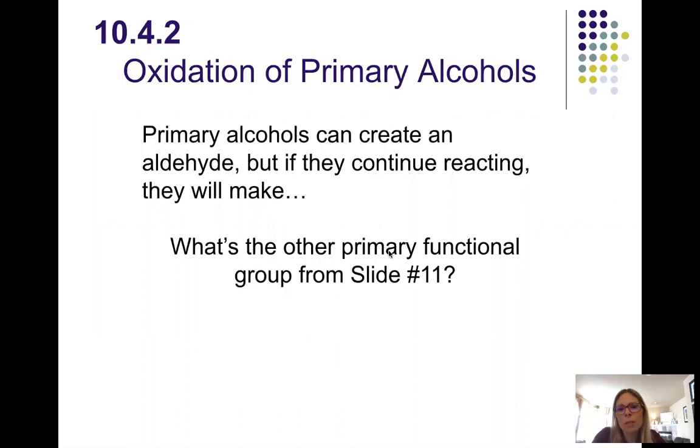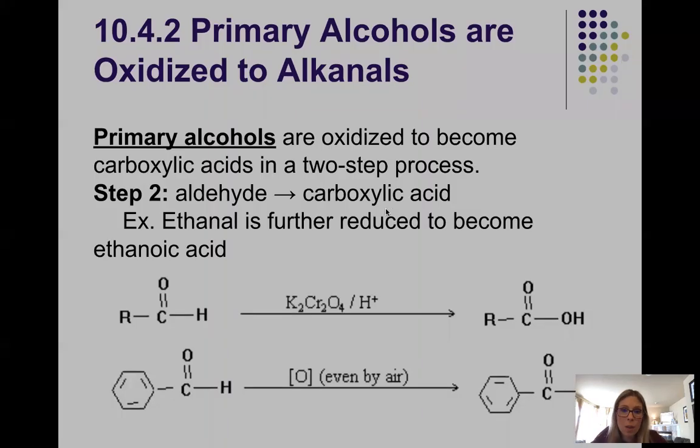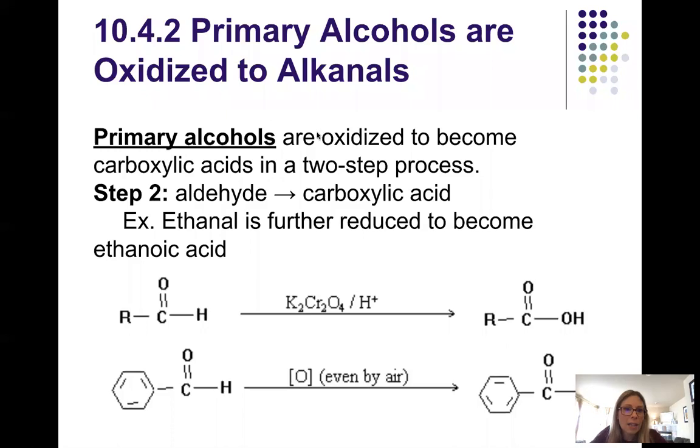I said what is the primary functional group, but it should be the primary compound. What compound from slide 11 did we write down that is also primary? It just happens to have a little bit more oxygen. Well, that is going to be a carboxylic acid.